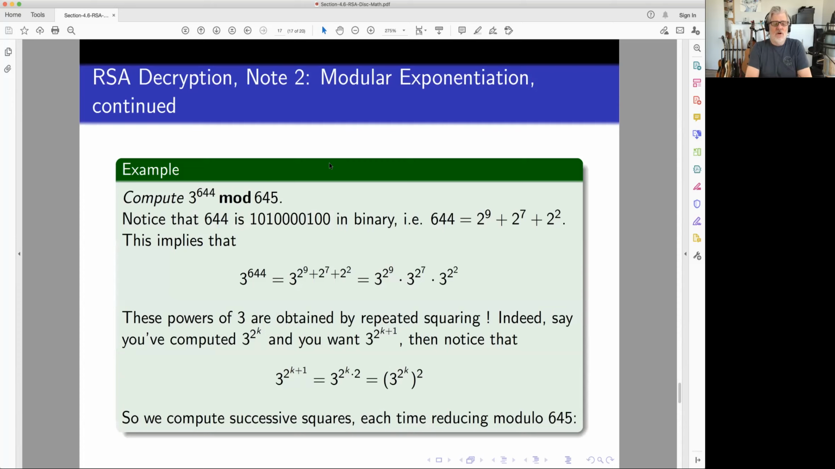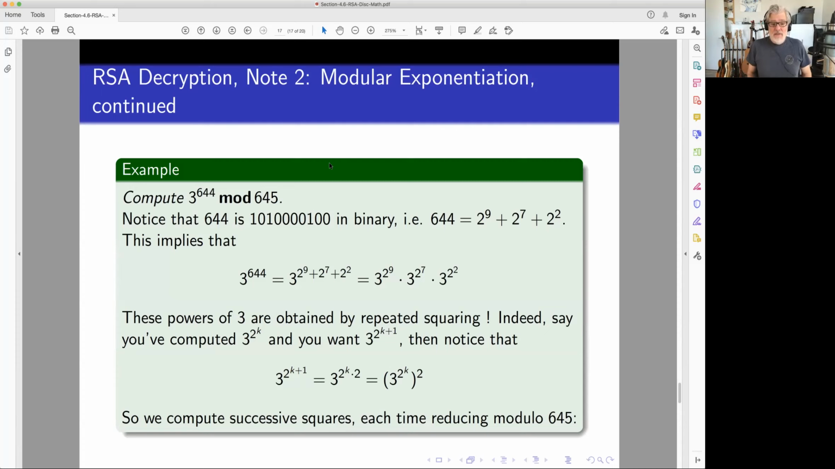I'm going to write 644 in binary, and it turns out that it is 1010000100. Which means what? It means that 644 is 2 power 9 plus 2 power 7 plus 2 power 2, right? Writing a number in binary means writing this number as a sum of powers of 2.